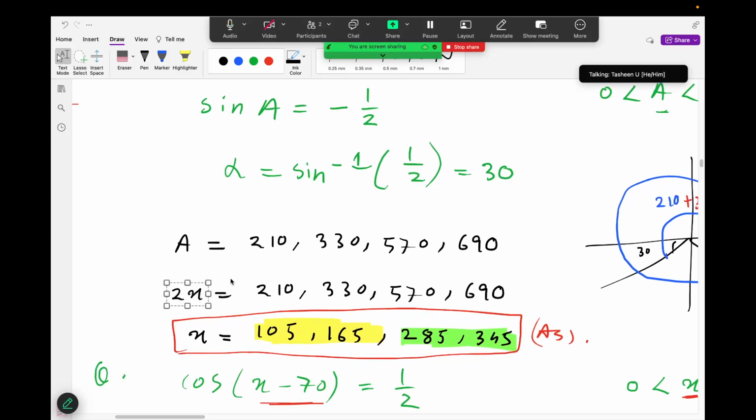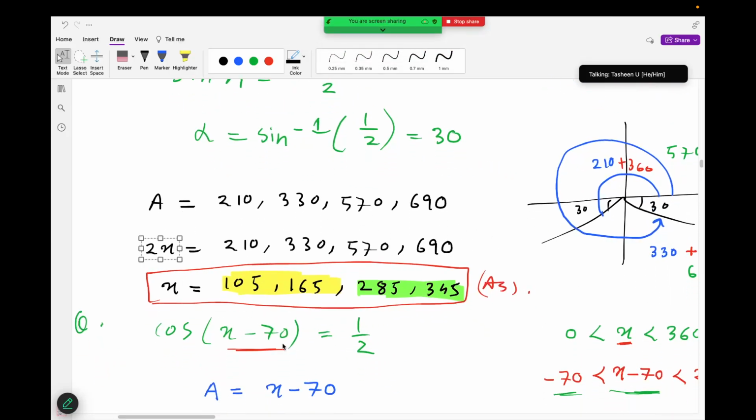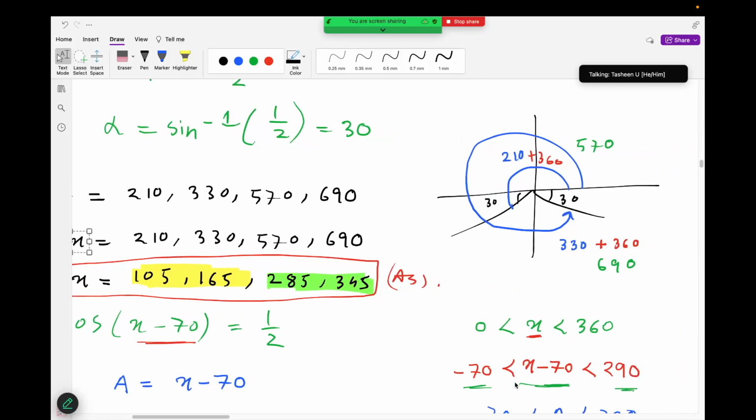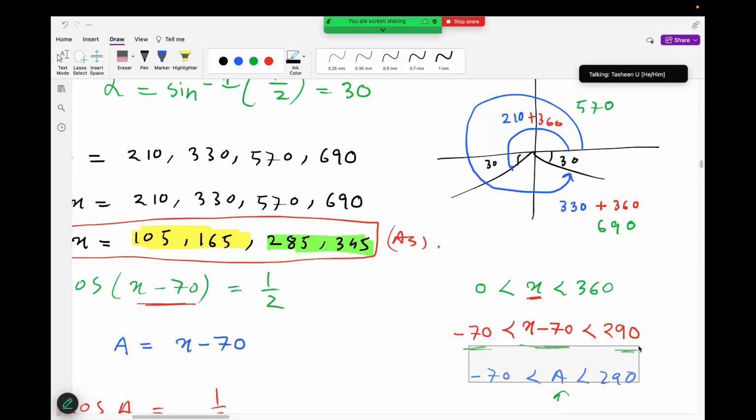Now if the question is cos(x - 70), what do we do? We substitute a = x - 70 and we change the range because we don't have the permission. We subtract negative 70 from each side. So we now have the range for a.